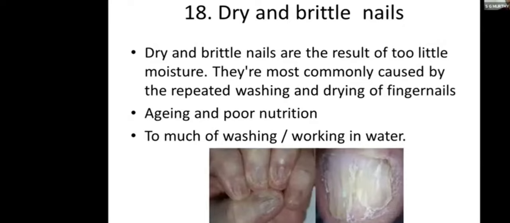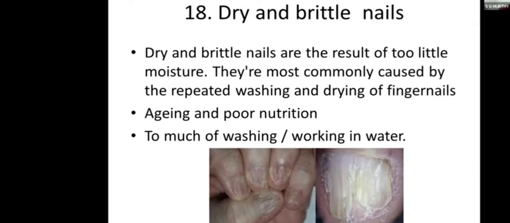Now, dry and brittle nails are a result of too little moisture. We cannot imagine the nail being dry, because we always feel that it's hard, so what dryness can there be? Nail is dry, no. The nail has got some moisture, and when it becomes dry, it becomes brittle and rough also. So when does it happen?